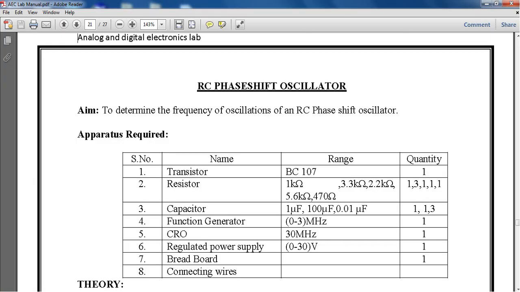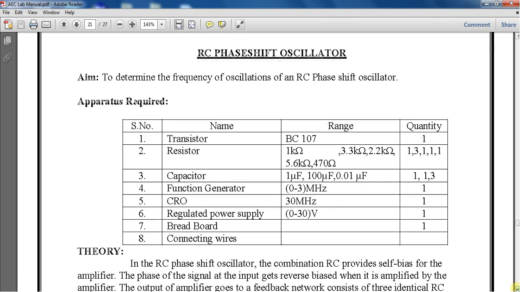Hello everybody. Now let us see the RC phase shift oscillator. What is the aim? To determine the frequency of oscillations of an RC phase shift oscillator. First let us see how to design this RC phase shift oscillator.